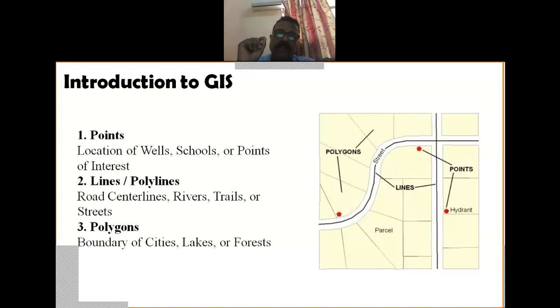There are three types of vector models: the point, the line, and the polygon. So what can you store in the point? If you have point data, you can store your location. Is it?